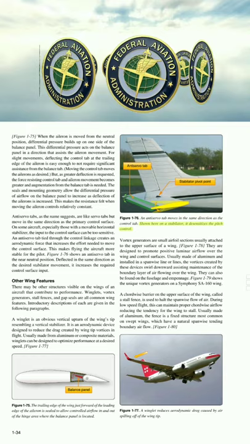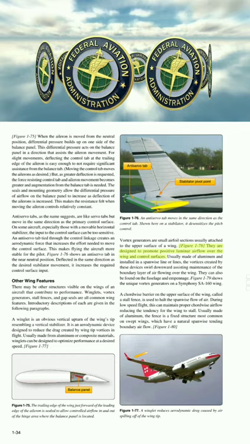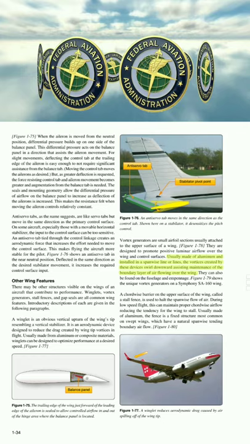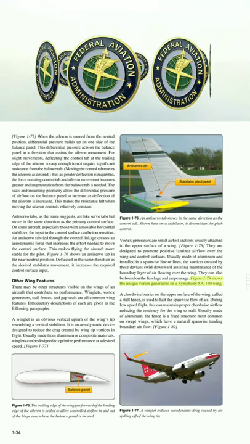Vortex generators are small airfoil sections usually attached to the upper surface of a wing. Figure 178. They are designed to promote positive laminar airflow over the wing and control surfaces. Usually made of aluminum and installed in spanwise lines, the vortices created by these devices swirl downward, assisting maintenance of the boundary layer of air flowing over the wing. They can also be found on the fuselage and empennage. Figure 179 shows the unique vortex generators on the Symphony SA-160 wing.